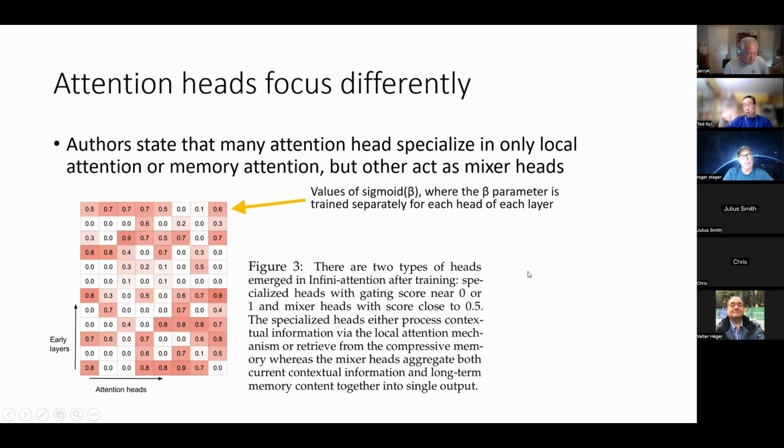So here's one thing that we've kind of talked about. So let's go through this. The authors state that many attention heads specialize in either local attention, the blue stuff, or just memory attention, the green stuff. And then there are a few that act as mixer heads. Now, when you look at these numbers, I'm not really sure that this assertion is highly accurate. I see a lot of values that are close to 0, 0 and 0.1. I don't see quite as many that are 0.9, 1, whatever.